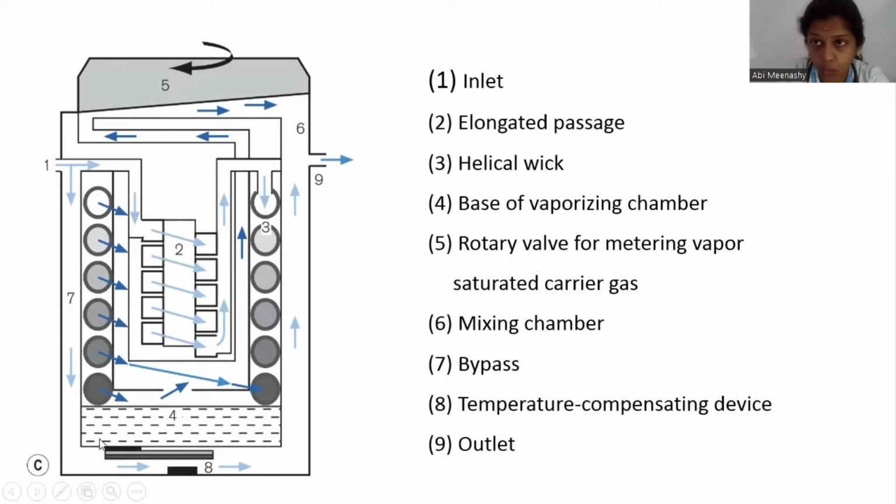Okay. Once more. 1 is the inlet. 2 is your elongated passage. 3 is your helical wicks. 4 is the base of your vaporizing chamber filled with your liquid inhalational agent. 5 is your concentration dial. 6 is your mixing chamber, where the bypass and vaporizing chamber gases mix. 7 is your bypass chamber. 8 is your bimetallic strip, that is your temperature compensating device. 9 is your outlet. So this is the Tech 5 vaporizer.